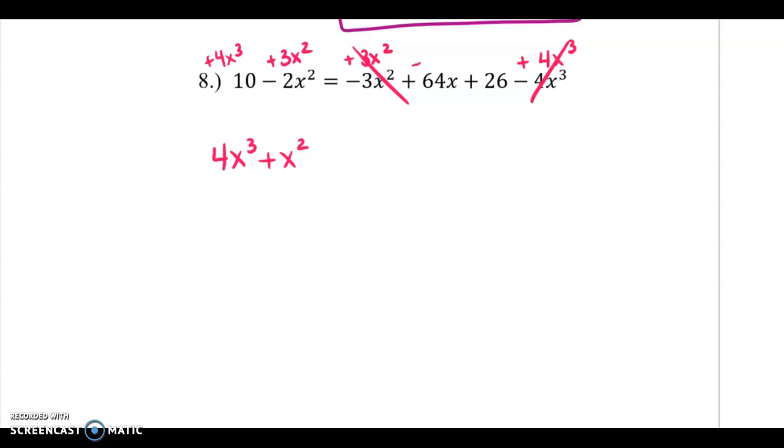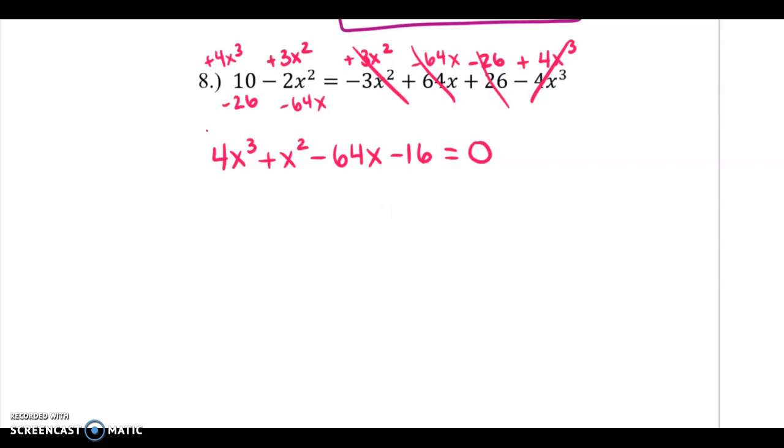And then I'm going to be subtracting over the 64x. There's no like terms to combine, so that just becomes a minus 64x. And then subtract the 26 gives me a negative 16. So I can combine that with the 10.